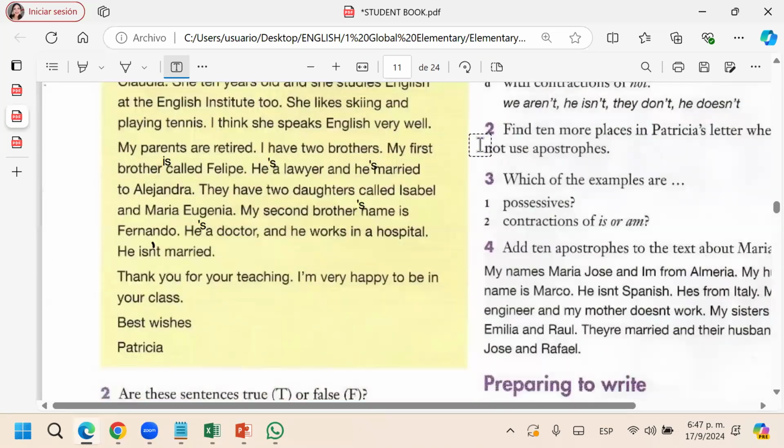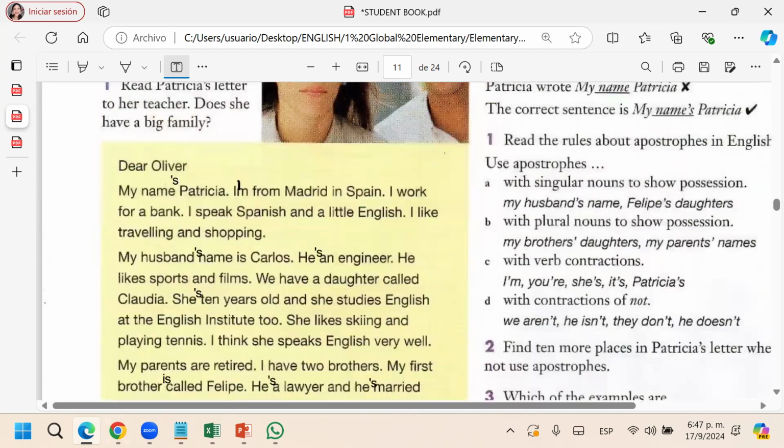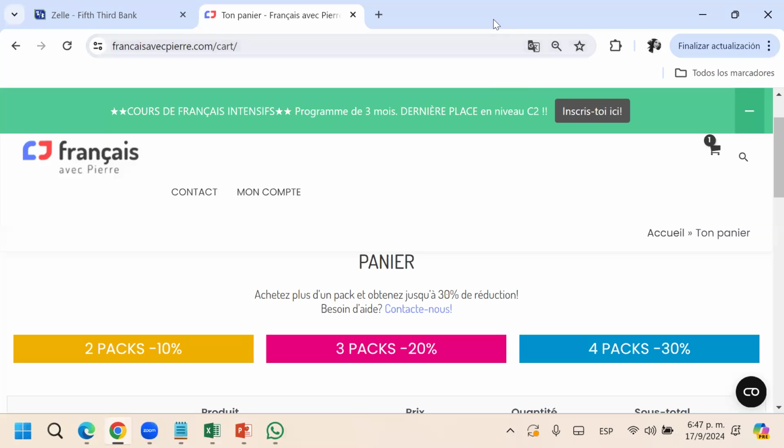My parents are retired. I have two brothers. My first brother is called Felipe. He's a lawyer and he's married to Alejandra. They have two daughters called Isabel and Maria Eugenia. My second brother's name is Fernando. He's a doctor and he works in a hospital. He isn't married. Thank you for teaching. I'm very happy to be in your class. Best wishes, Patricia.